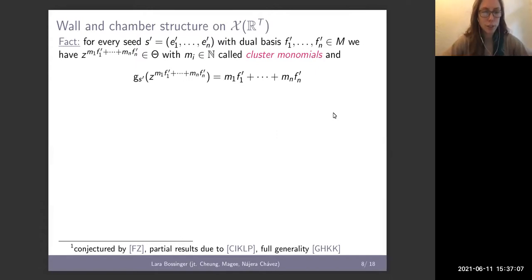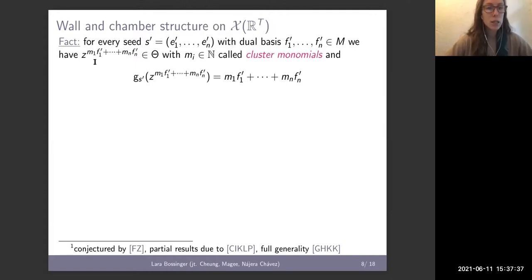So these theta functions, I'm sorry I leave it so much as a black box. This slide is intended to give you at least some examples of what these functions are. So if we choose one seed, or equivalently one chart of the cluster variety, and let's say its elements are e_1' to e_n', and it's still a basis for M. So remember, a seed is always a basis for the lattice N. The dual basis for M is indexed by the f's.